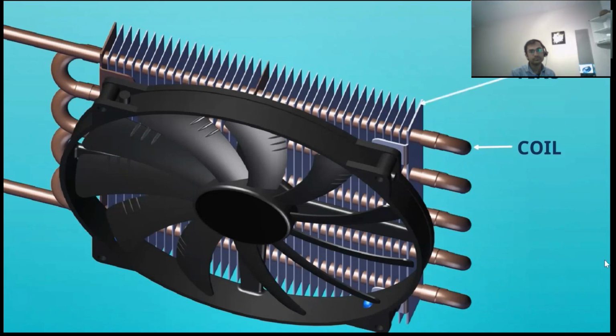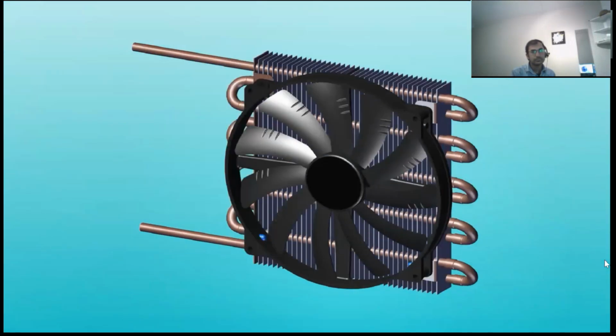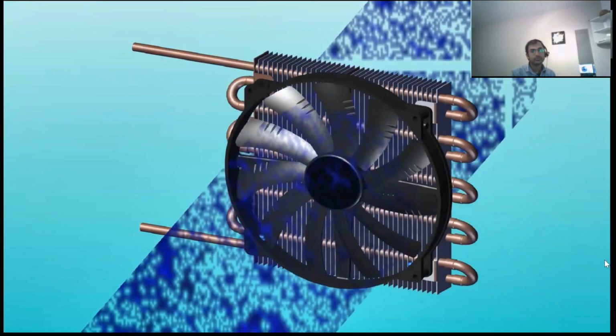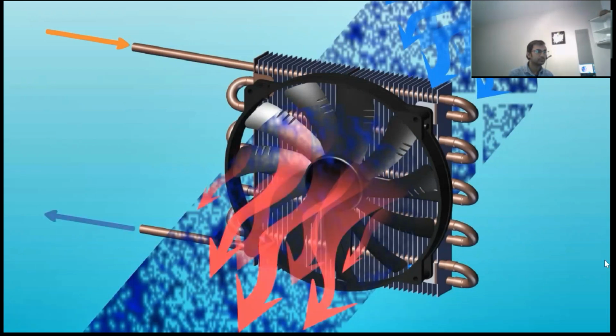These are fins, normally made of aluminium or copper, and this is the fan which circulates the air through this cooling coil. So in the condenser, it takes fresh, cold air, and hot refrigerant comes into this coil. Since airflow happens through this coil, there will be heat exchange between the refrigerant and the air. Air becomes hot and refrigerant becomes cold.